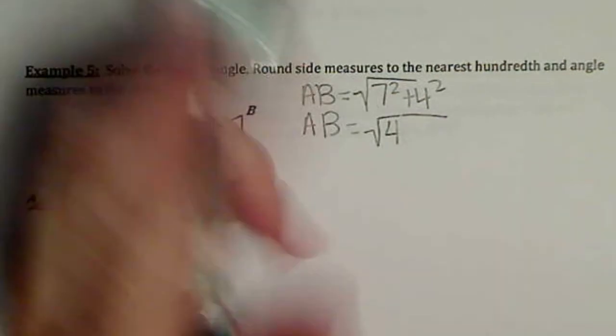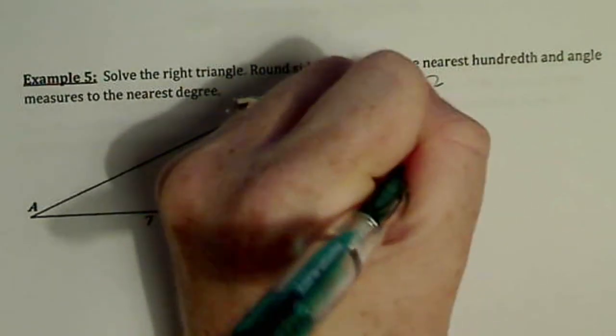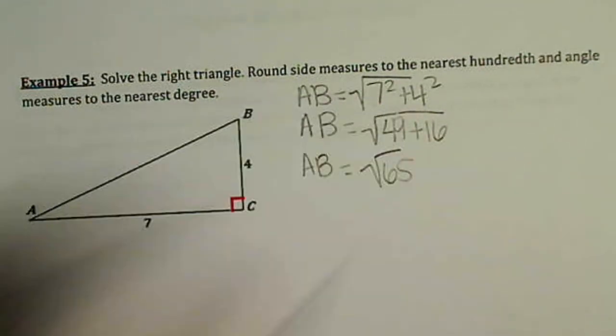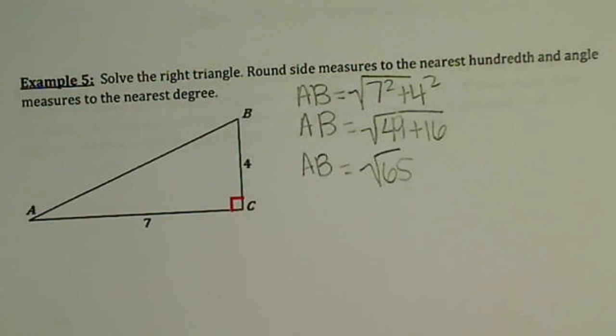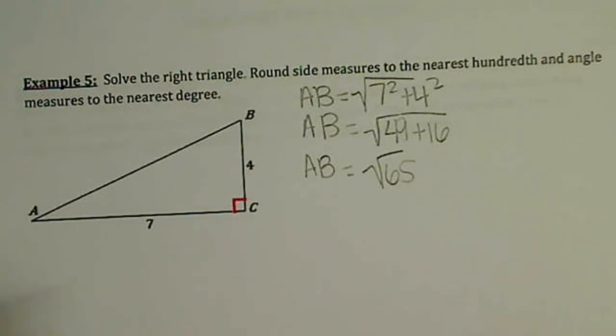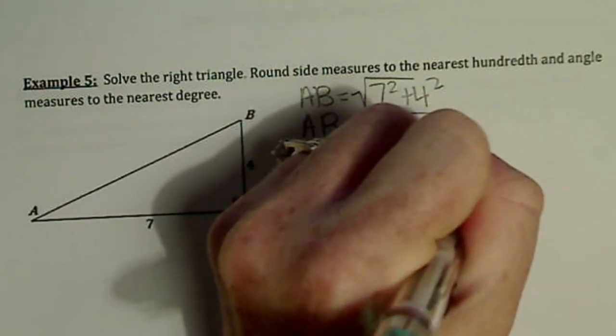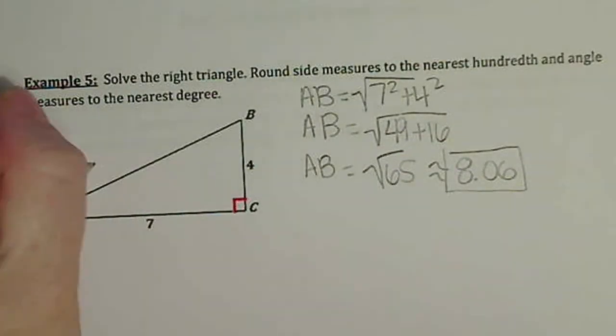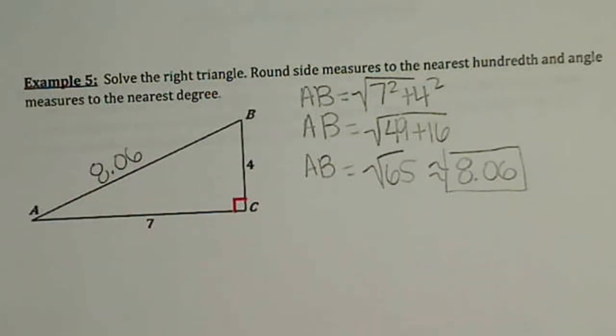So what is 49 plus 16? Is 65 a perfect square? No. And normally I would tell you to either leave it or factor some stuff out, but it says to round it to the nearest hundredth. So you do want to actually figure out what the square root of 65 is, and it is about 8.06. So now that we know AB, we can figure out our angles.